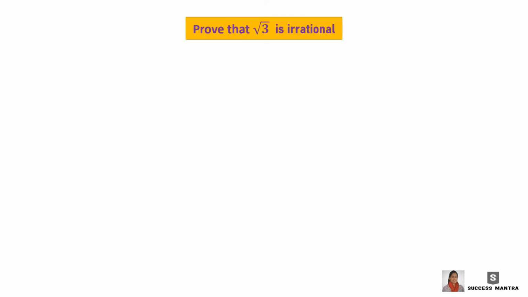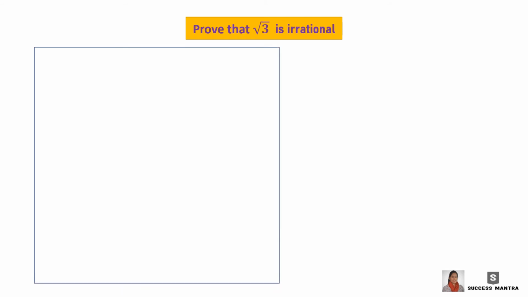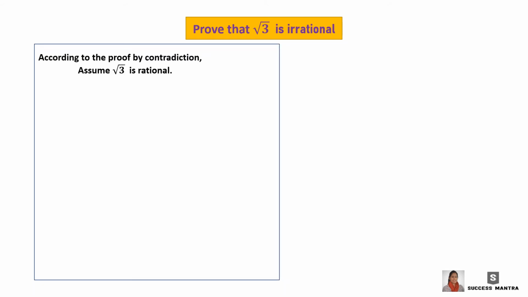Next is a very similar question, that is to prove that root 3 is irrational. So we first assume by proof by contradiction that root 3 is rational. And since it is a rational number, we can express it as root 3 is equal to s by r, where r is not equal to 0. On simplification we get s by r is equal to a by b.